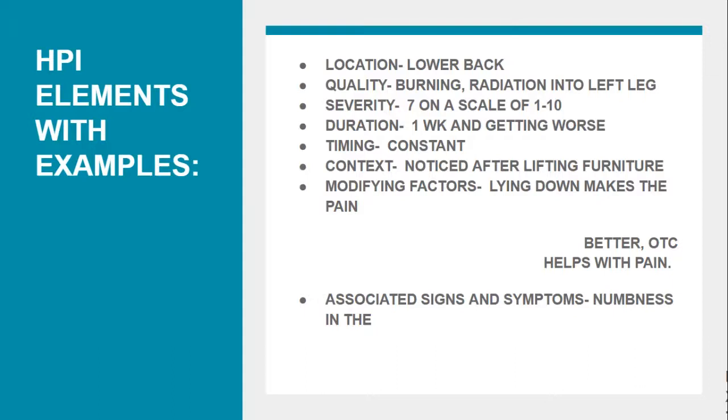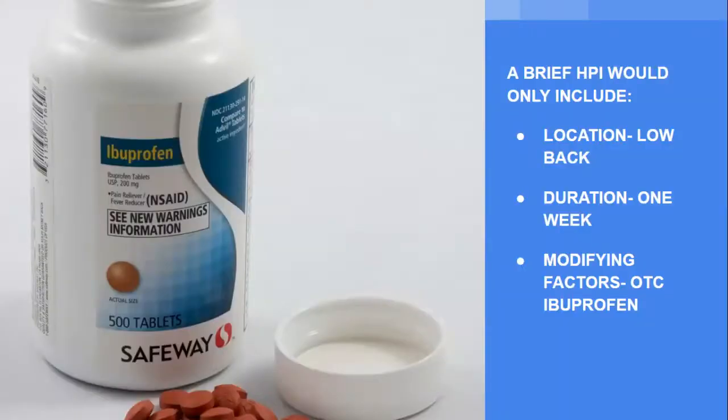They're actually going to give you more facts. It's going to help with the diagnosis. It's going to help the doctor know how severe it is. A brief HPI would only include the location, which would be your lower back, the duration, which is 1 week, and modifying factors: over-the-counter ibuprofen helps. So that's a brief HPI.